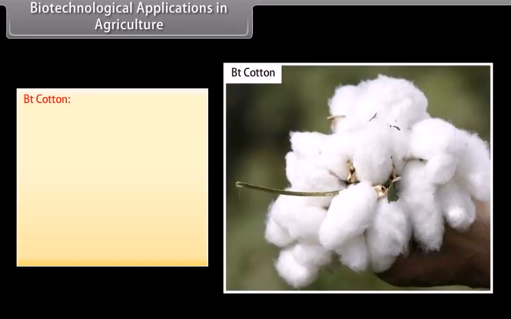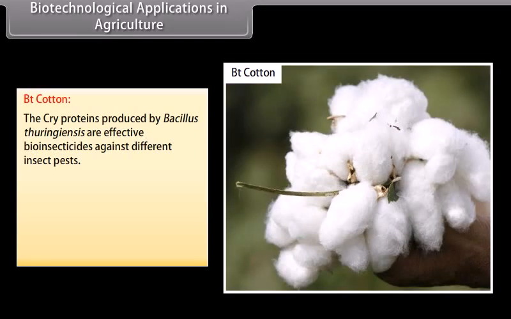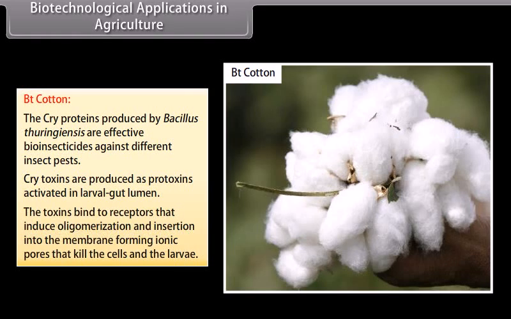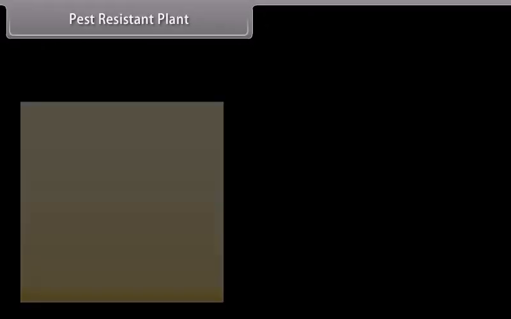Biotechnological applications in agriculture. Bt cotton. The cry proteins produced by Bacillus thuringiensis are effective bioinsecticides against different insect pests. Cry toxins are produced as protoxins activated in the larval gut lumen. The toxins bind to receptors that induce oligomerization and insertion into the membrane, forming ionic pores that kill the cells and the larva.